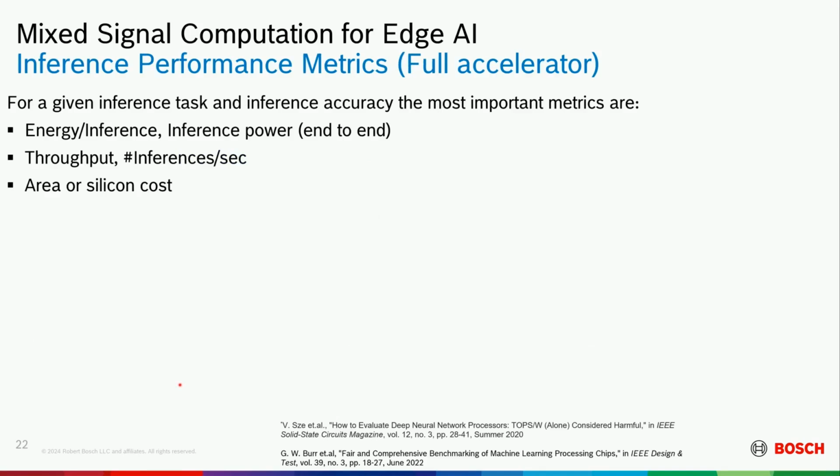And then one more comment on performance metrics. Really, if you're designing a full accelerator, the best way to report performance metrics is energy per inference, like how much it costs per inference end to end for your entire system. And then also consider your throughput, like how many inferences you can do per second. And then of course area or silicon cost you can look at.